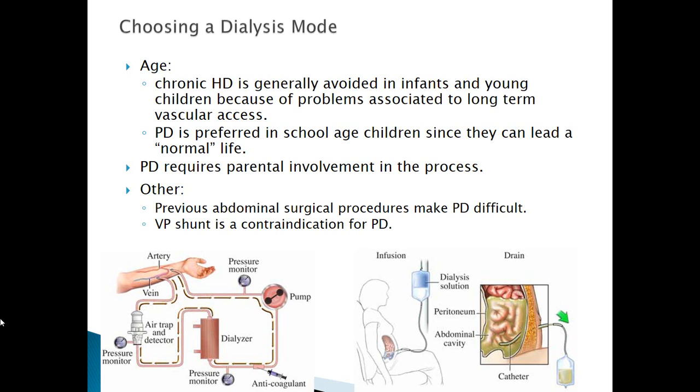But it does require parents to be involved. They have to have a steady home life and so forth. Sometimes we cannot do PD. If somebody has had many previous abdominal surgical procedures, it may be challenging. Or if they have something like a VP shunt, it's a problem as well. But the majority of the time, for chronic management of dialysis, we prefer peritoneal dialysis for children.